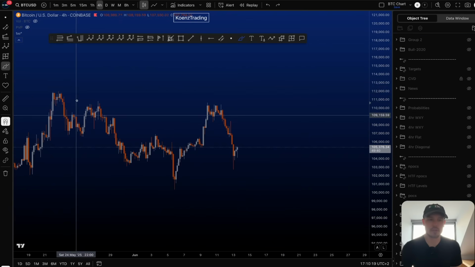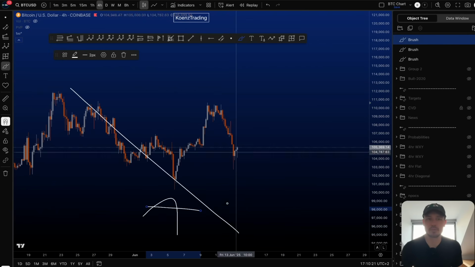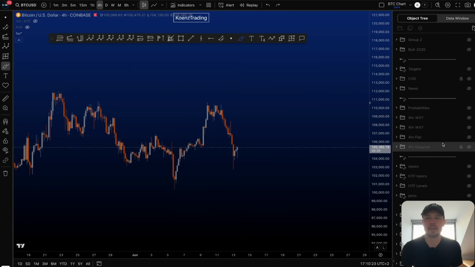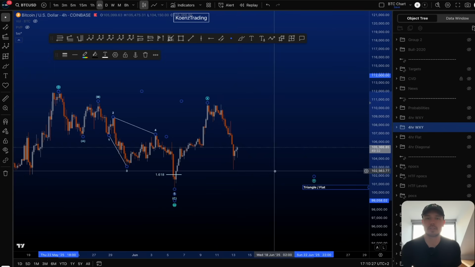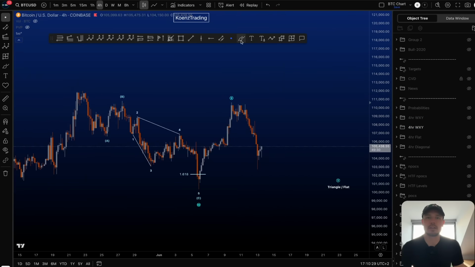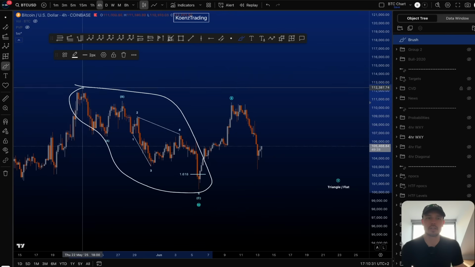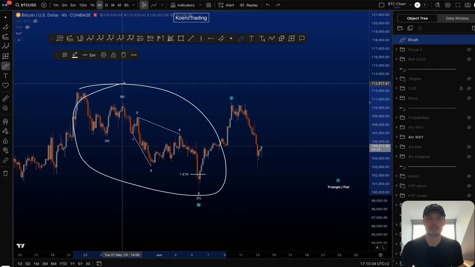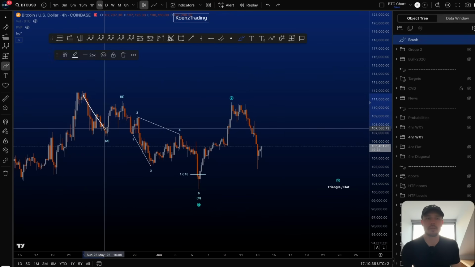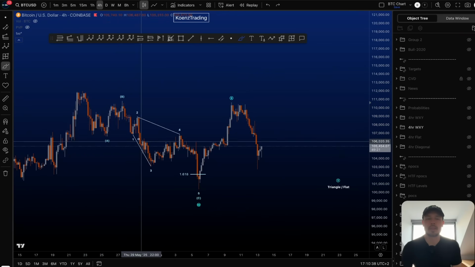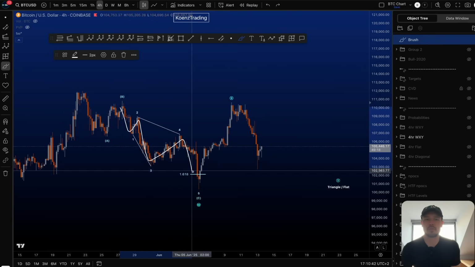Right, so for a triangle, wave A preferably is a simple zigzag in a 5-3-5. It is a bit tricky to count a simple zigzag here. Let me actually start with it, because the only way that I could count a simple zigzag to the downside here would be as this. So we have a wave A, we have a wave B, and then an expanding diagonal, wave C. 1, 2, 3, 4, 5.